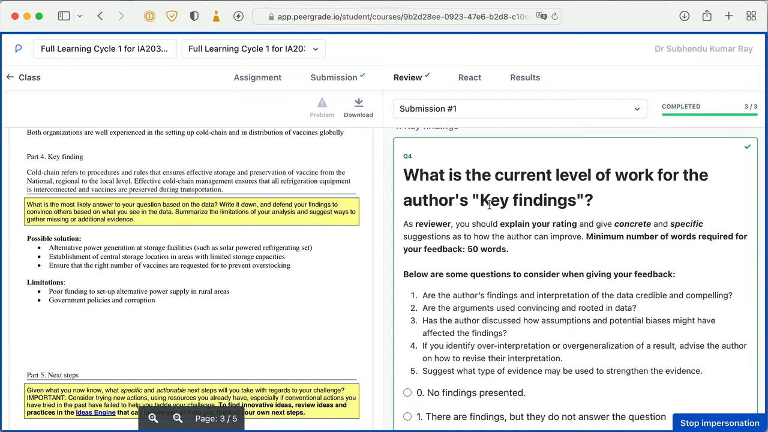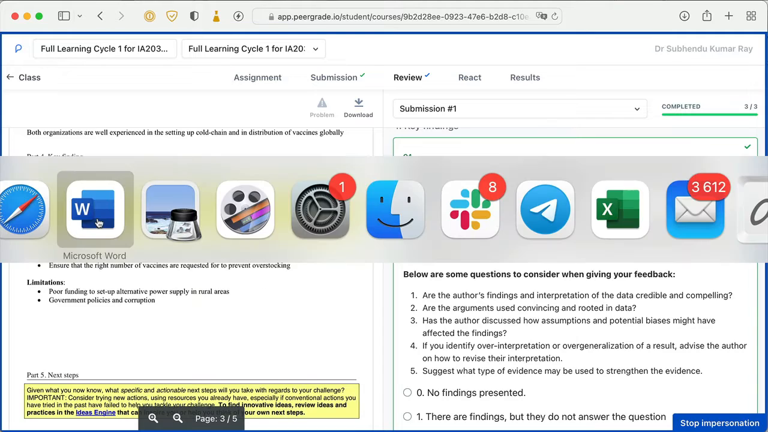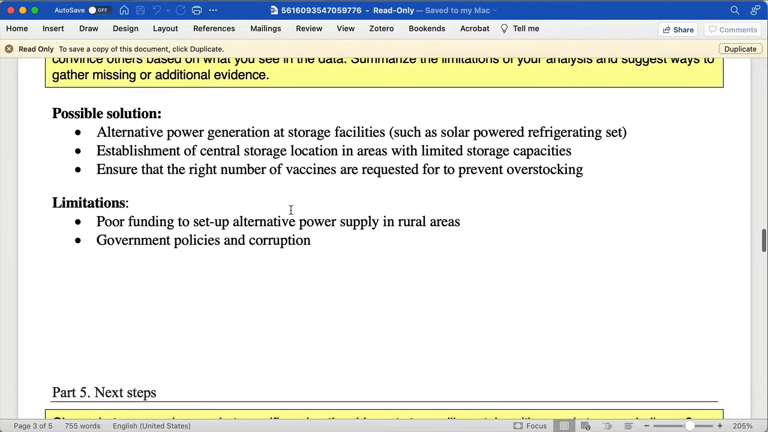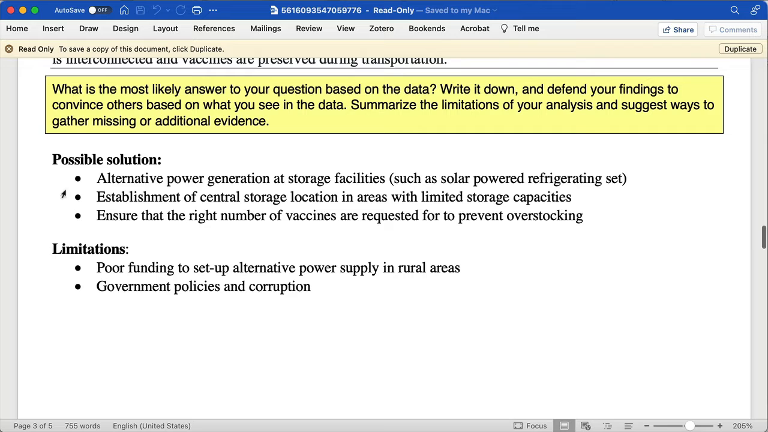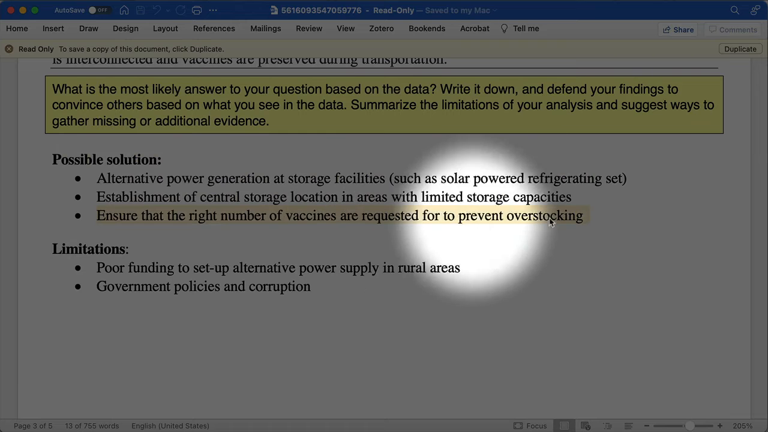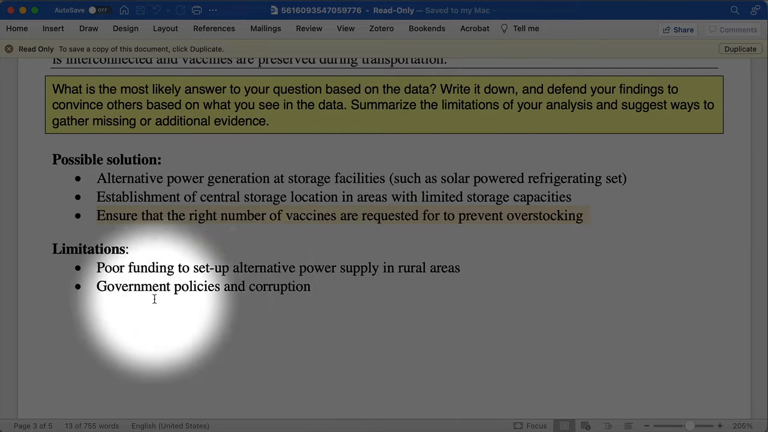So it's not about giving your opinion. We're going to see what the author did here, but let's go look. So here we have, okay, possible solution: alternative power generation, establishment of central storage location, ensure that the right number of vaccines are requested, poor funding, government policy, okay, limitations, okay.